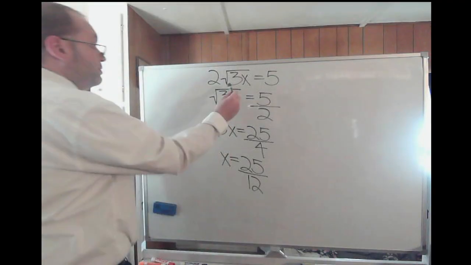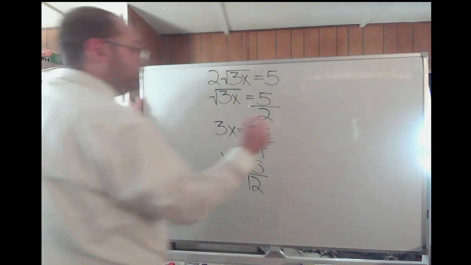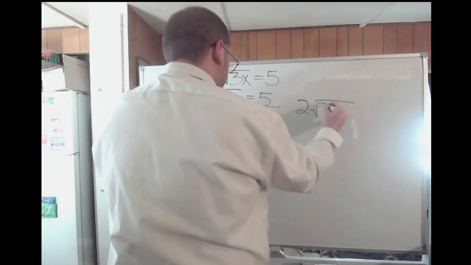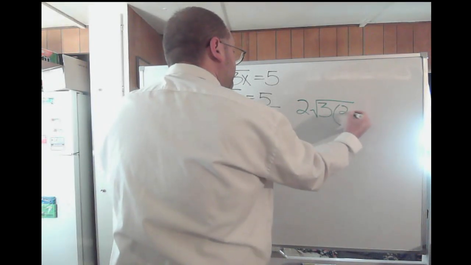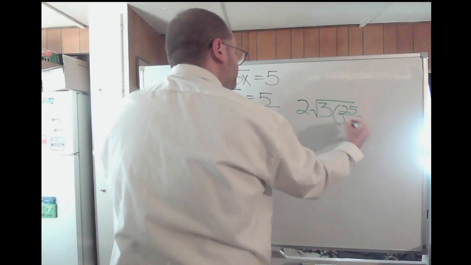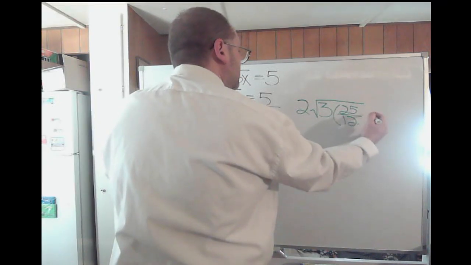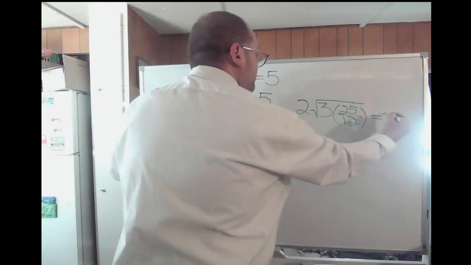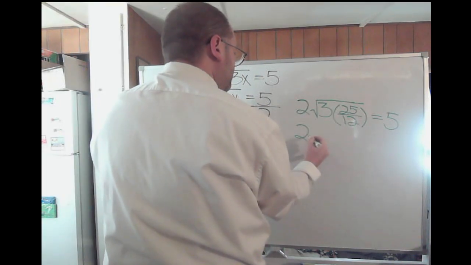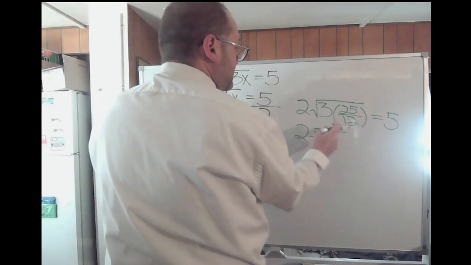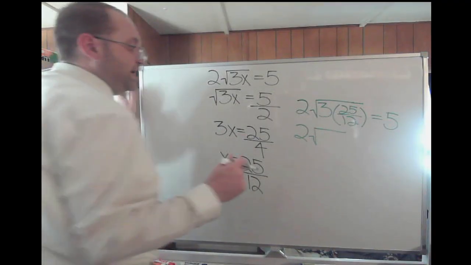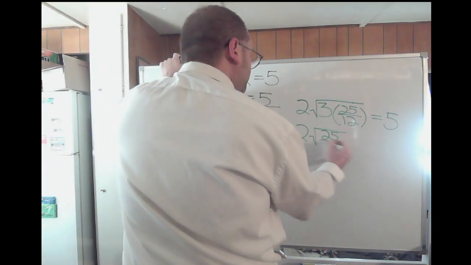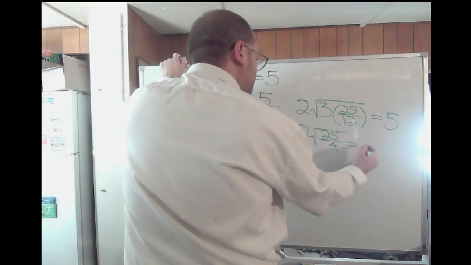Let's put it in for the x in the square root. So let's take 2 times the square root of 3 times 25 twelfths. Set that equal to 5. So then you'll have 2 times the square root of, let's see, 3 is a factor of 12, so this would end up reducing to 25 fourths. Set that equal to 5.